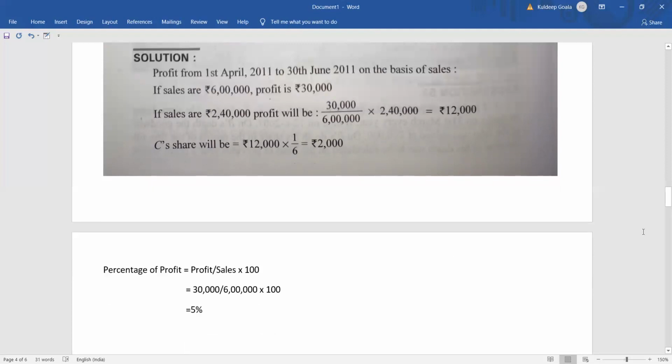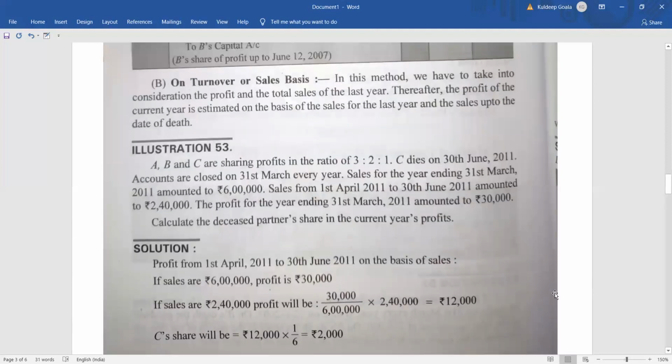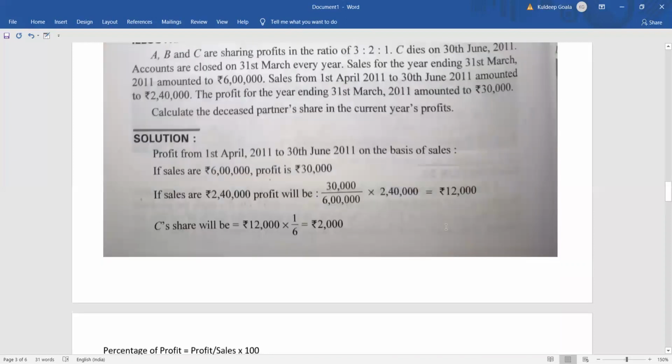So accordingly, this year also we have seen. But remember one thing: this year the sale has been given from 1st April 2011 to 30th June 2011. The time period is already mentioned. So in this type of situation, you are not required to take the monthly basis. 3 months is not required because the sale is already given for 3 months. If the profit is given for 3 months, you don't need to find it out separately for 3 months again. Similarly here, the sales is given for 3 months, so you don't need to find it out separately.